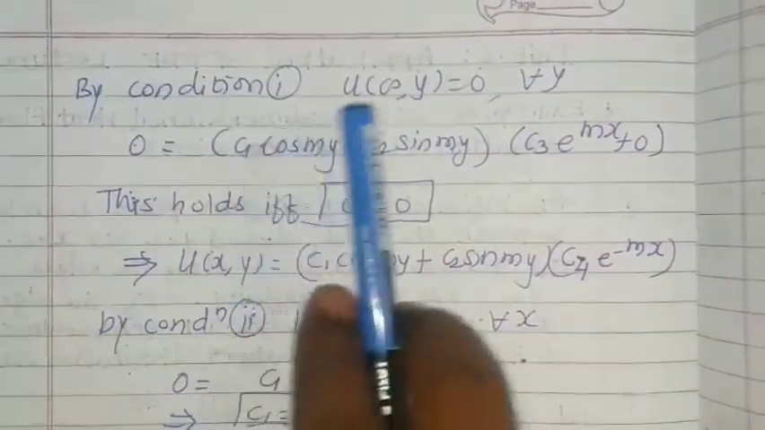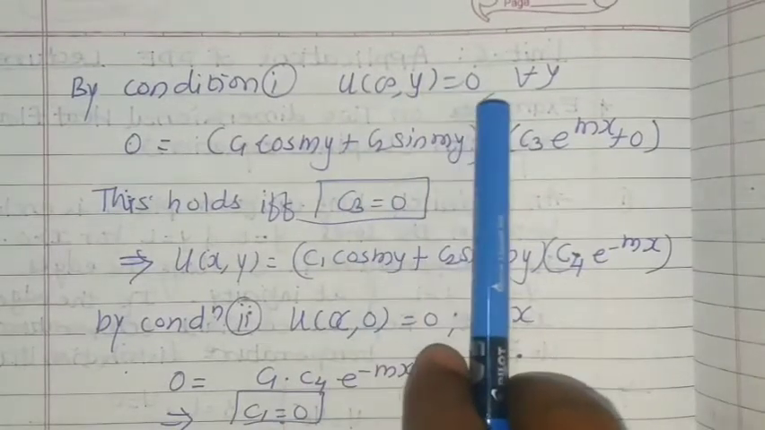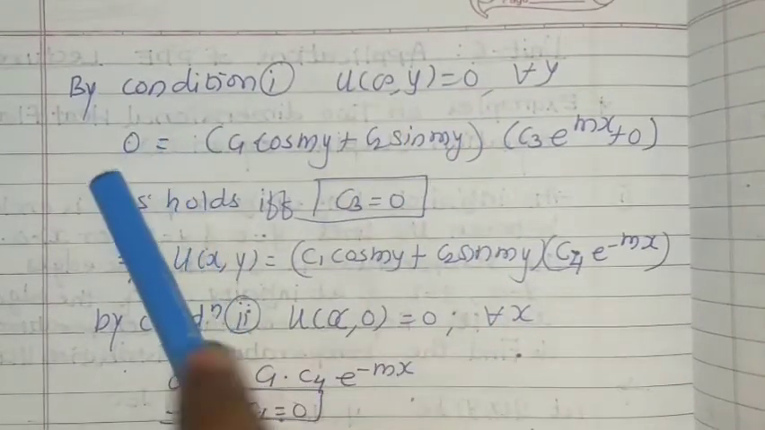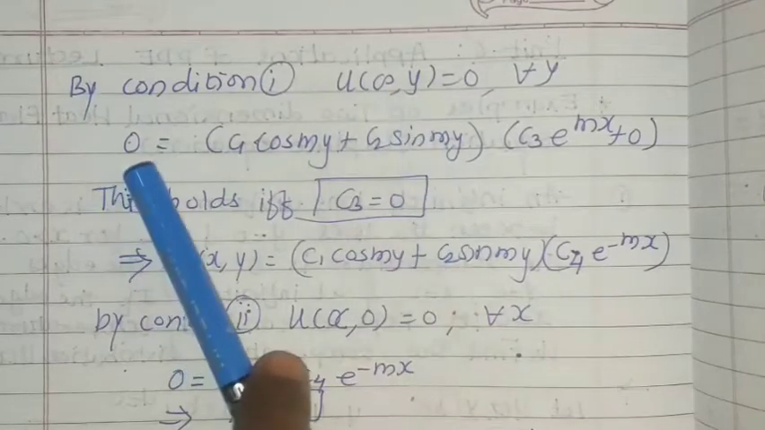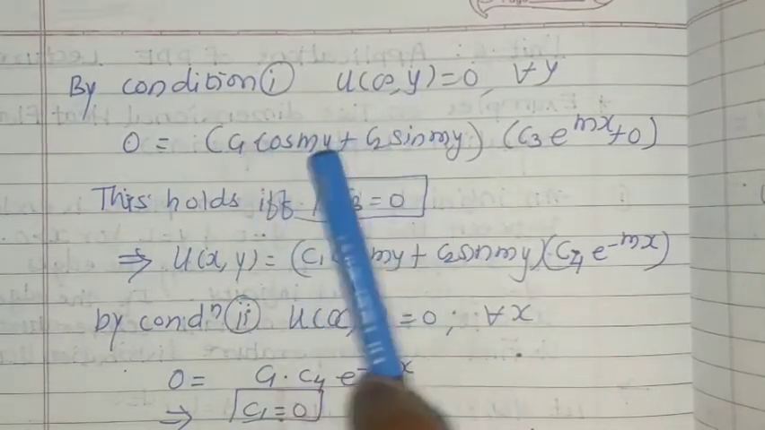Now by condition 1, the condition of infinity, u at infinity comma y equal to 0. If you put this value in the previous solution, the left hand side is 0. We put x equal to infinity in the exponential bracket, while the c1 cos my plus c2 sin my bracket stays as it is.